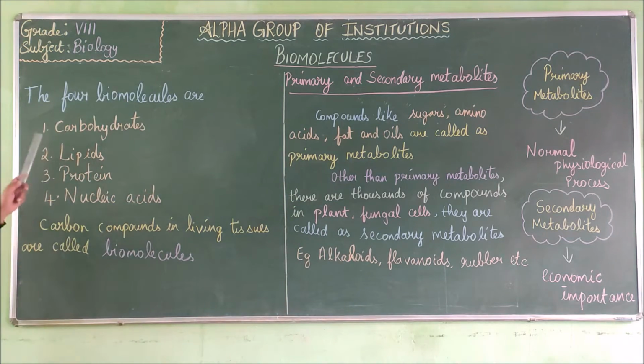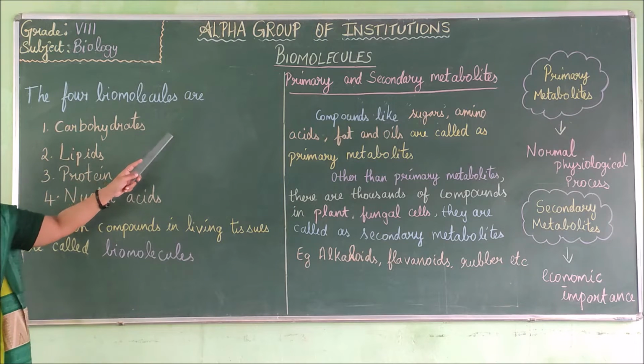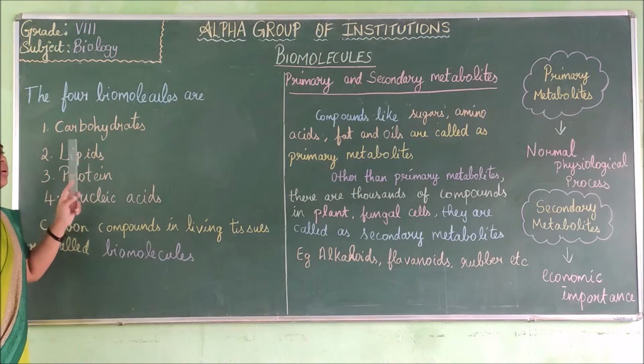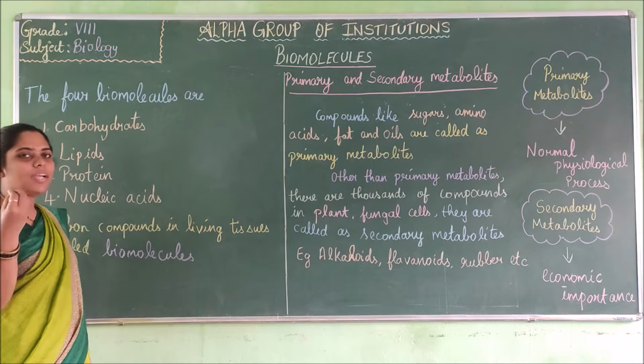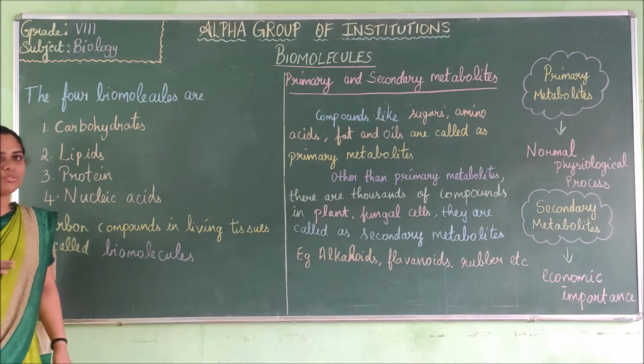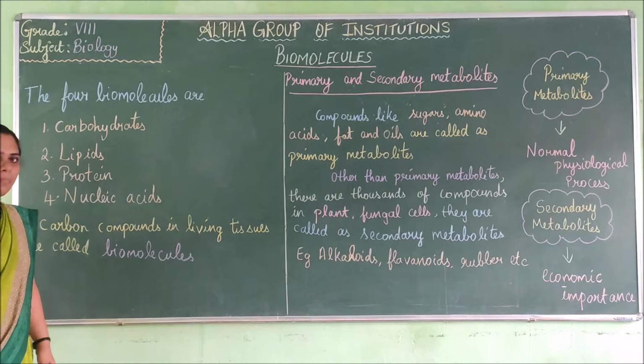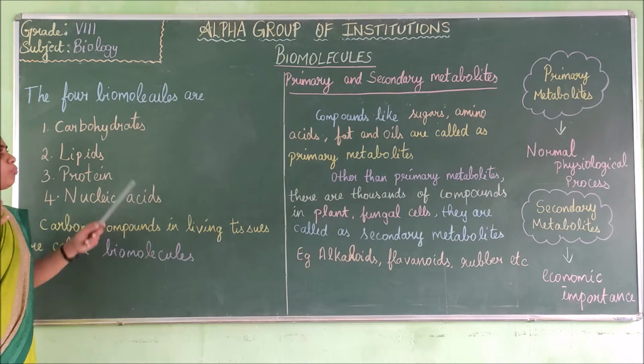So first is we are going to see the four basic biomolecules. So what are the four biomolecules? They are carbohydrates, lipids, proteins and nucleic acids. So you know what is a carbohydrate. Carbohydrate is a sugar source. So we get carbohydrates in rice, chapati and various food products.